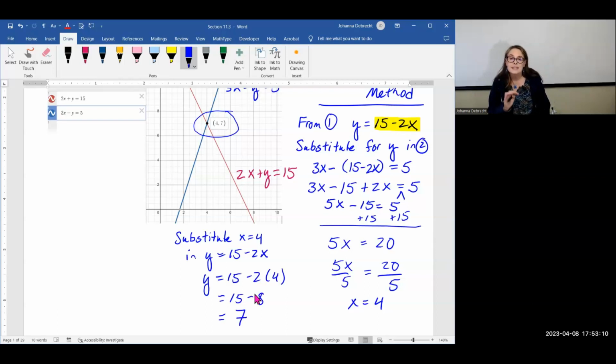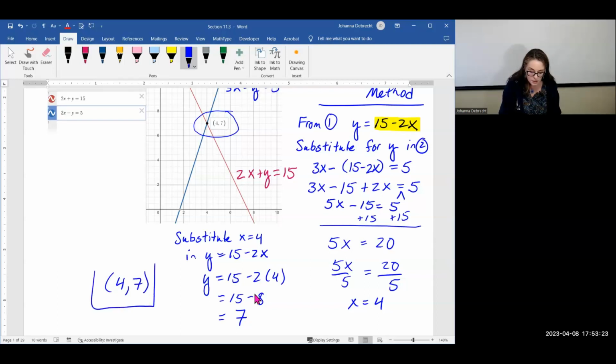These are not listed separately. This represents one ordered pair, one point on the graph. So we'll give our solution in ordered pair form, which is 4, 7. Notice that we only got one x value and one y value, which belong together as one ordered pair. This must be the case when we have two lines that are not the same crossing at a single point.